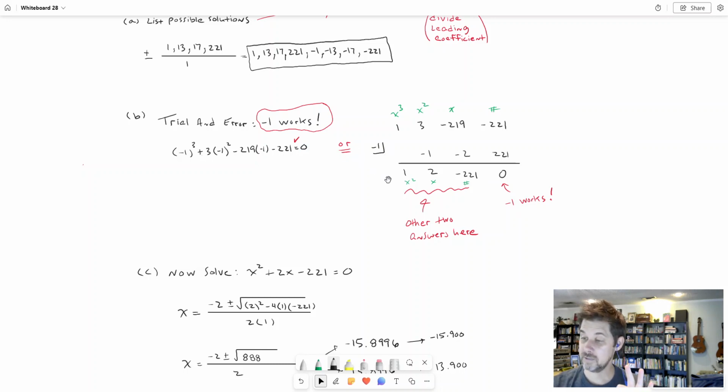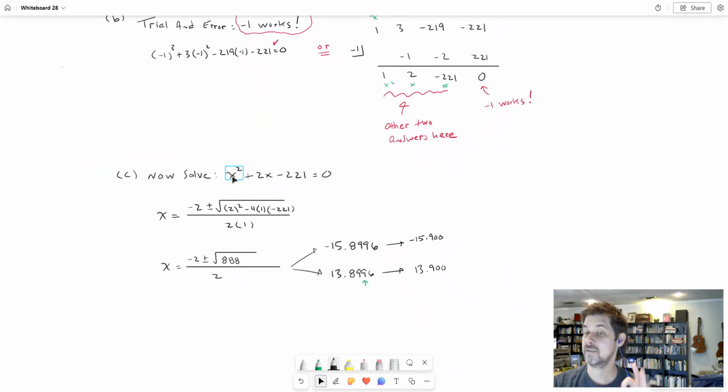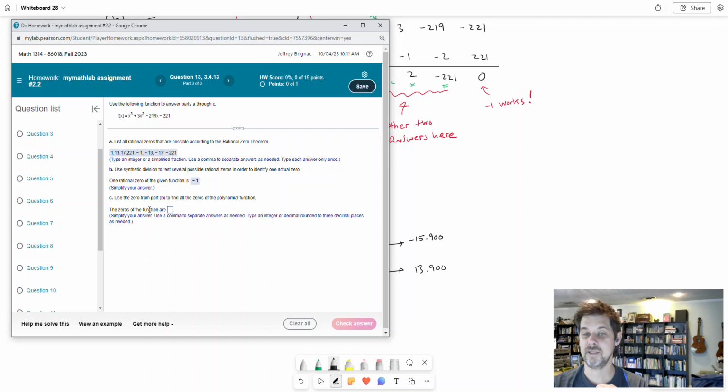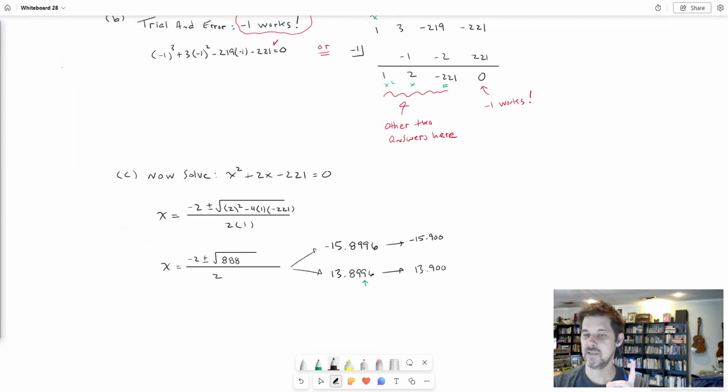There will be 3 answers to this type of equation. You get the other 2 from this, so that would be 1x squared, 2x, and -221 equals 0. But that's the kind of thing we solve by the quadratic formula, which you see here. From there, I've got to follow my instructions on MyMathLab, which says round to 3 decimal places. So I've got to take this weird number here and use my calculator to round to 3 decimal places.